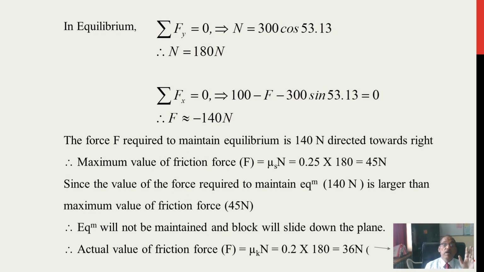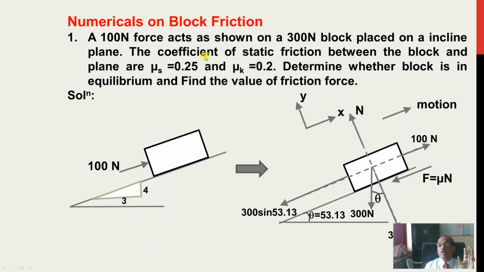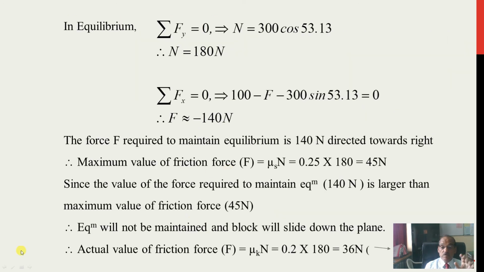And that's why the final conclusion of this problem is equilibrium will not be maintained. What is asked? Determine whether the block is in equilibrium and find the value of frictional force. So we have determined in both cases, static friction 45, dynamic friction 36, but the required value is 140, and that's why the equilibrium is not maintained. So this way we'll have to comment on this problem. So in the next class we'll discuss some more examples on blocks resting on the inclined plane.